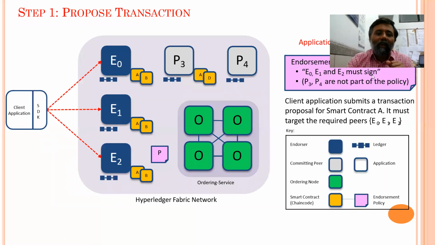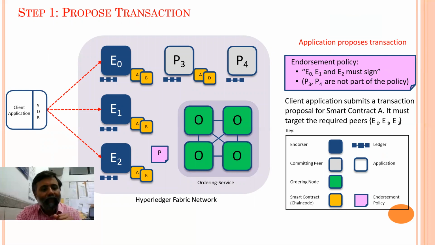Now, let's understand each and every step. As I said, the client will submit the proposal of its transaction to the endorser, and the endorser will have a certain endorsement policy, shown here in pink color. Suppose the endorsement policy is that E0, E1, and E2 must sign it. If this policy is satisfied, only then will it be validated.